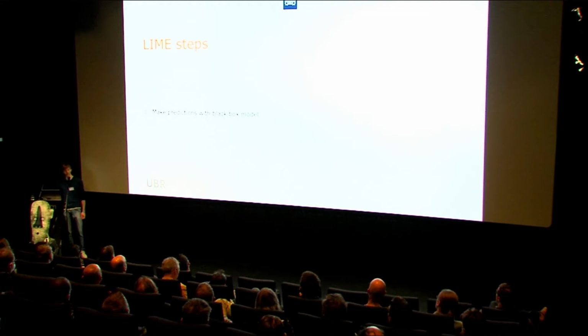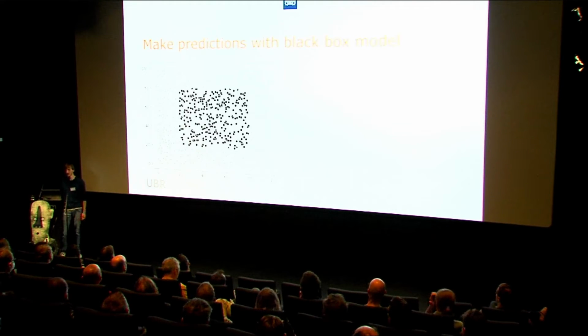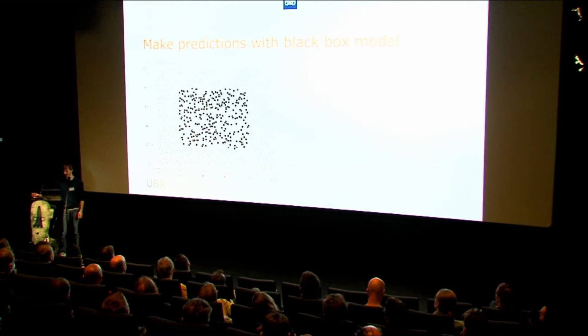Then we're going to make predictions with the black box model. So for example, this black box model could make these predictions. The dots in the middle are classified as black, and the dots on the edge are classified as white.